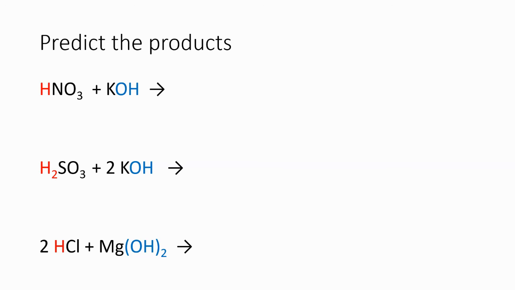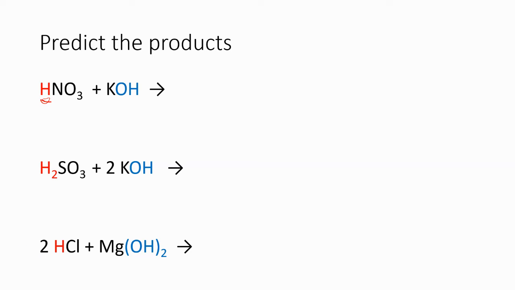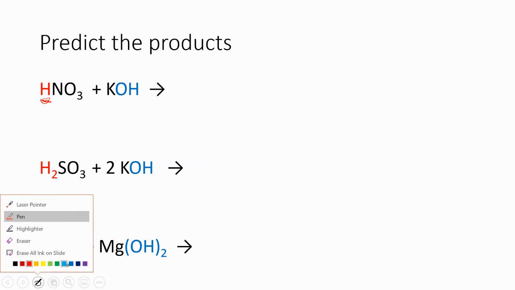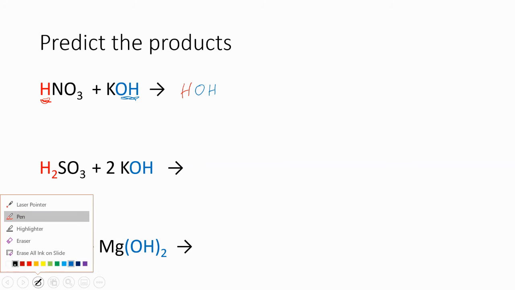So let's take a look here at some examples of predicting products. You're going to take an acid, which has that leading H, and you're going to take a base, which has that OH, and you're going to put those together to form water. So if you think about it, the H and the OH come together, and that's the same as water, H2O.